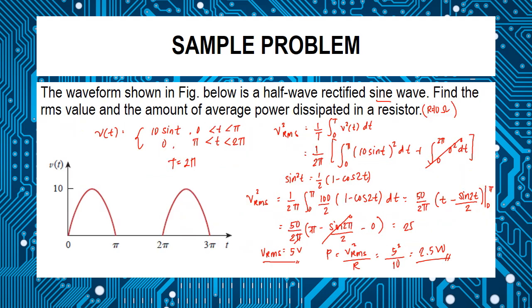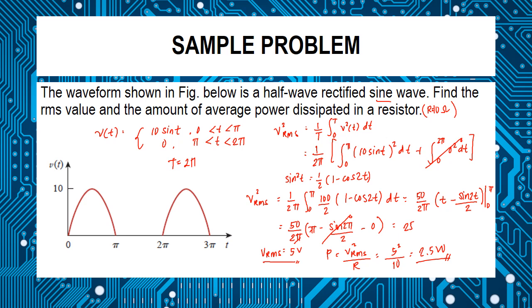Next problem. The waveform shown in the figure below is a half-wave rectified sine wave. Find the RMS value and the amount of average power dissipated in the resistor. So it says here that we have a sine wave. So our V of t is equal to 10 sine t, since we have a sine wave and the amplitude is 10. So that is from 0 up to pi, and then we also have 0 from pi to 2 pi.